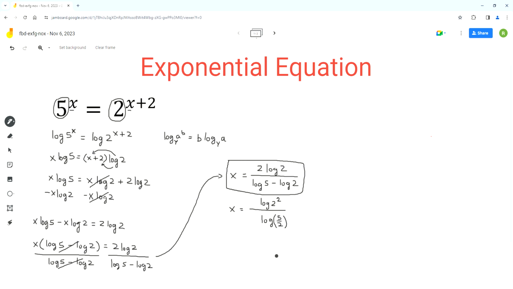But if you have to find the final answer in the decimal form, and you use a calculator to evaluate this expression, I got 1.5129. Now this is the rounded answer. I rounded this answer to 4 decimal places, but you can round it as per the given rounding instruction in the problem.